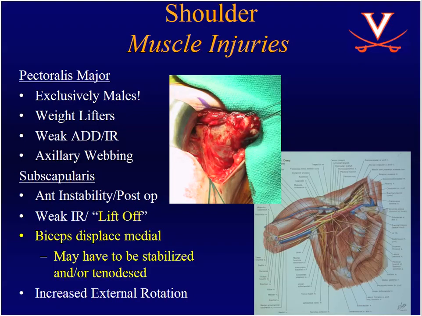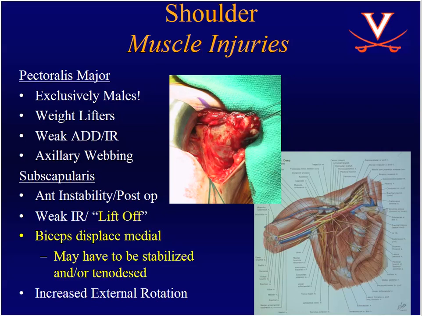How about muscle injuries? Well, the most commonly asked is pectoralis major ruptures. Do you know that there has never been a case reported in a female of a pectoralis major rupture? So as you go out there, if you notice that, then you may get your case report. And it'll change the answer on every test given to this date because they try to trick you on this and ask if it's a woman that has a pectoralis major rupture. It's never been reported. It does occur in male weightlifters. They have weak adduction and internal rotation, and they may have axillary webbing. Here's an example of a complete pec rupture ripped off of there. Here is the rib cage, and here is the muscle and humerus over here.